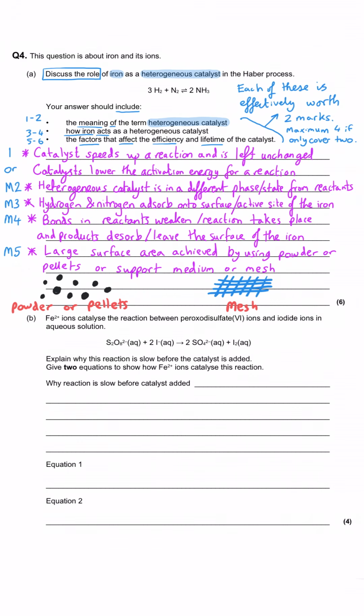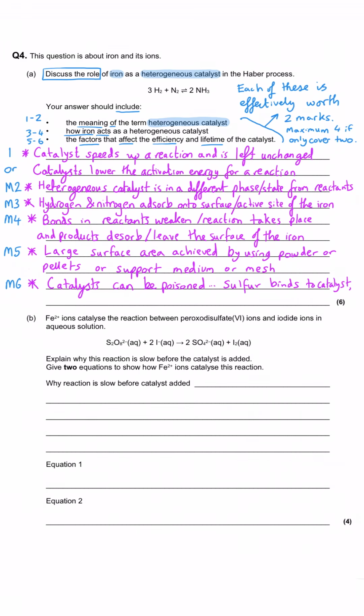Now, the lifetime of the catalyst and its efficiency, actually, can both be affected if the catalyst is poisoned. Specifically in the Haber process, the poison is sulfur. And what the poison does is it binds to the catalyst in a particular region which is called the active site, and that active site then gets blocked. We can use the term active site here in the same way that we use it when we're talking about enzymes, because remember, enzymes are considered to be biological catalysts.